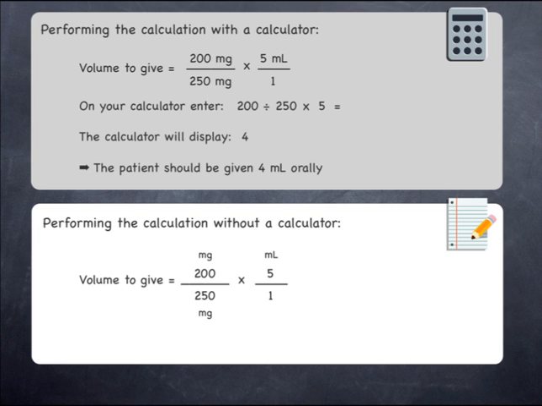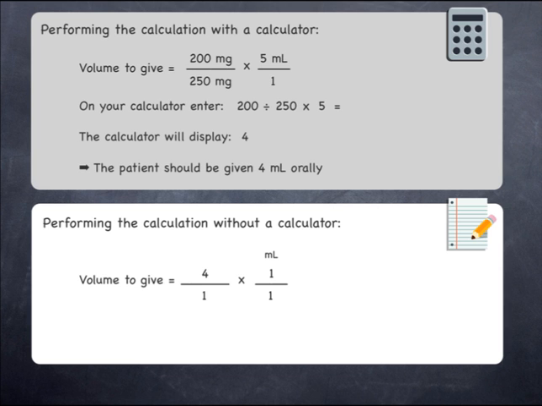To perform the calculation without a calculator, you can start by cancelling the units of milligrams on the top and bottom, which leaves a final unit of mils. Now try to cancel the numbers. 200 and 250 will cancel by removing a 0 from the end of each, giving 20 over 25. 25 and 5 will cancel diagonally by dividing both by 5, giving 5 and 1. 20 and 5 will cancel by dividing both by 5, giving 4 and 1.